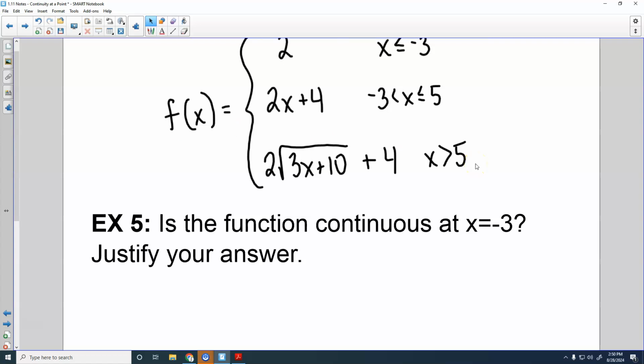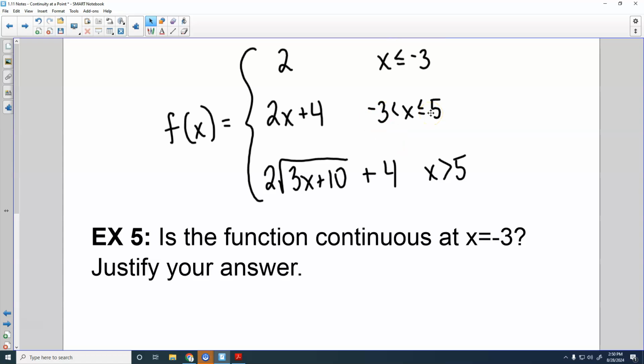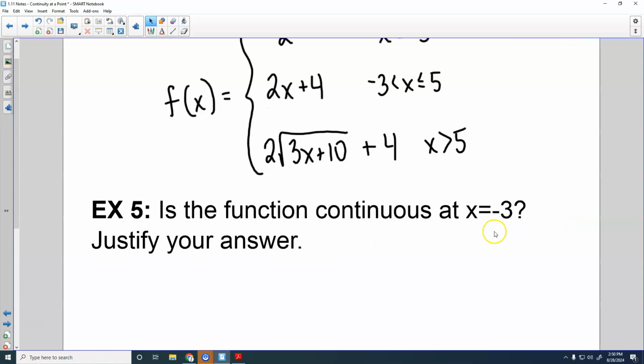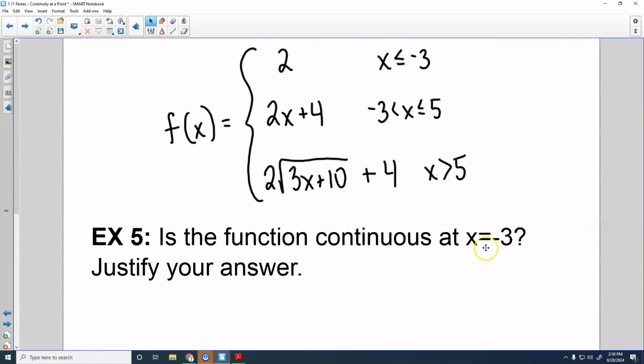All right, so this piecewise function, all 3 pieces are continuous, but it's asking you to show that the function is continuous at -3 and then at 5. So for -3, which pieces of the function do we need to use? The top 2. So to prove this, I always try to start off with f of -3, because if you don't, I a lot of times forget to do it. I get caught up in the limits and I forget to do it.